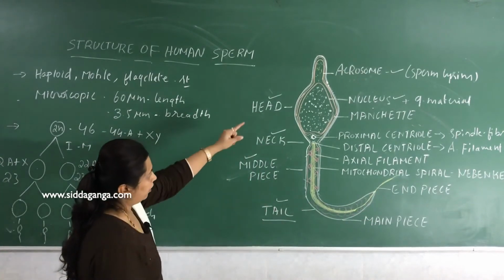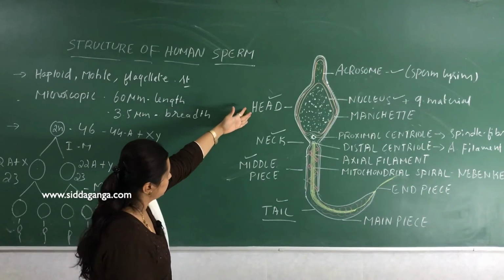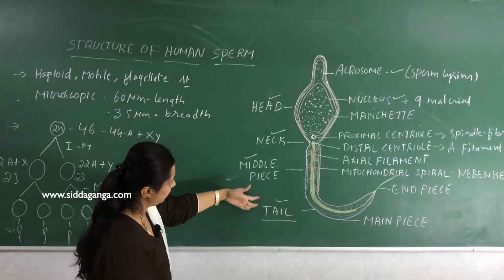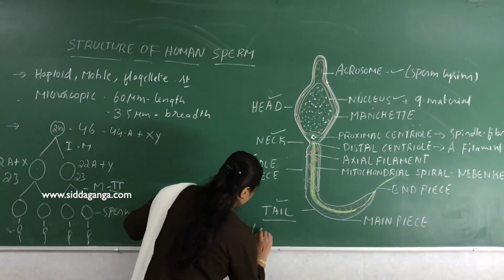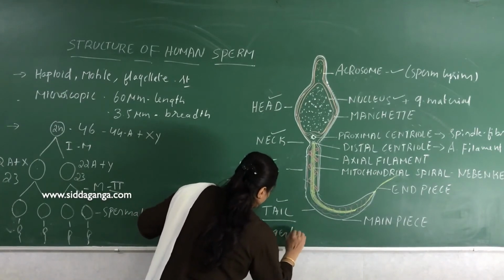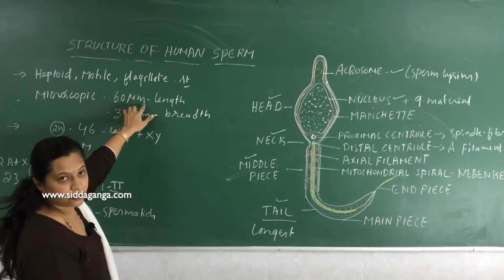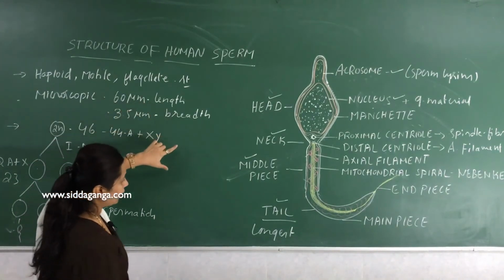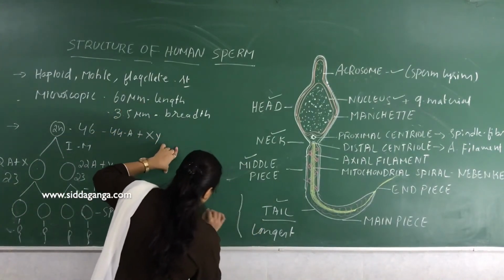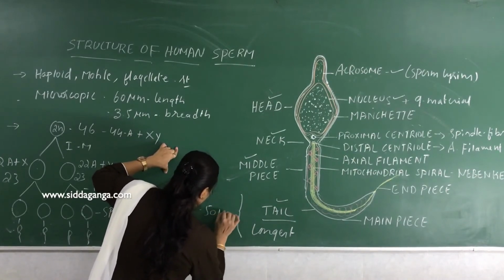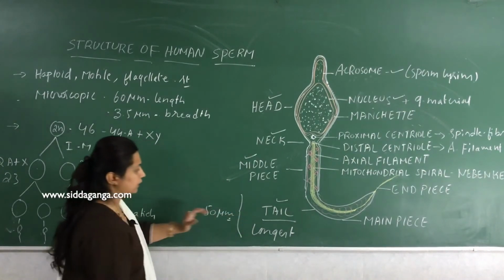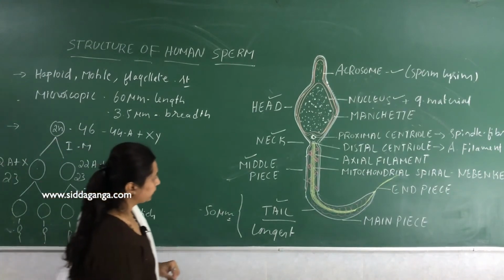Okay, so of the four parts you see, head, neck, middle piece and tail, the longest part of the sperm is the tail. So what is the size of the sperm here? It measures about 60 micrometer in length. Here the tail alone measures about 50 micrometer in length. So it is the longest part of the sperm.